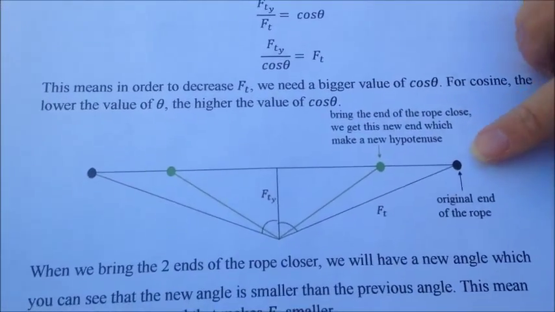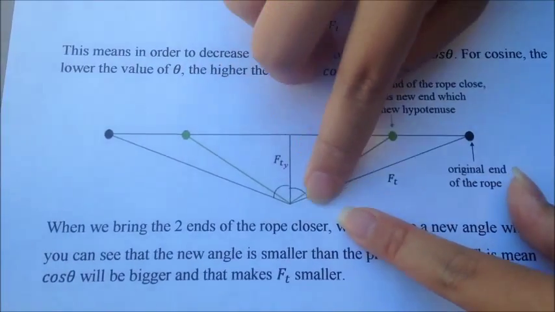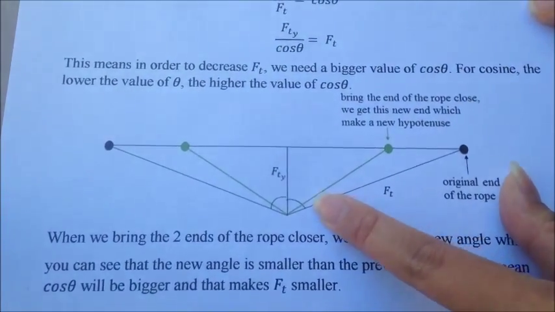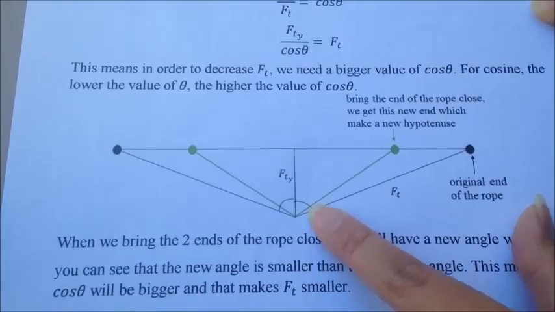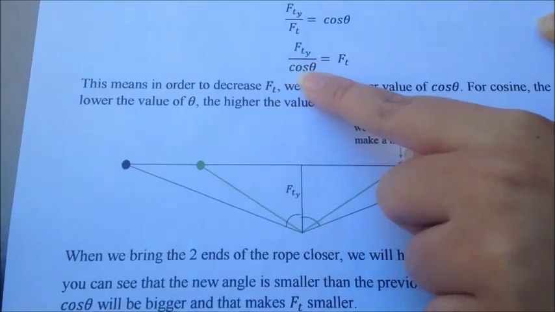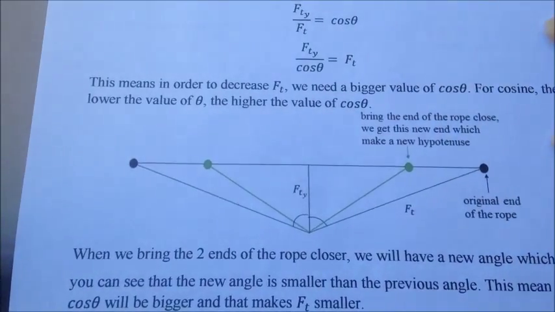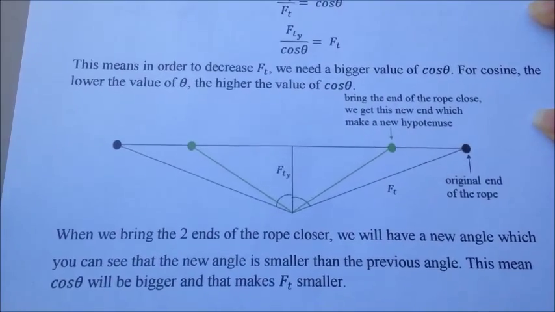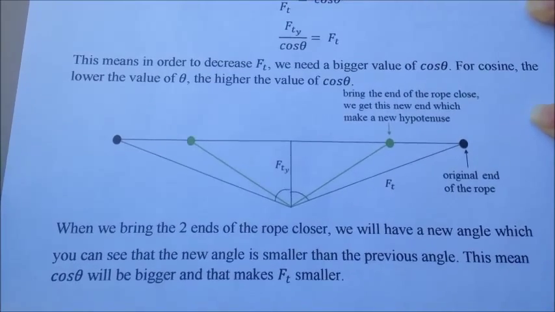You can see here when we move the two ends of the rope closer, we make a new angle. This new angle is smaller than the original angle, which is 70 degrees. This smaller new angle is going to increase the value of cosine of theta. When this value increases, then F of T will decrease, which means that moving the two ends of the rope closer will decrease the force of tension, and you don't have to worry about the string breaking and the painting falling when the force of tension is too much.